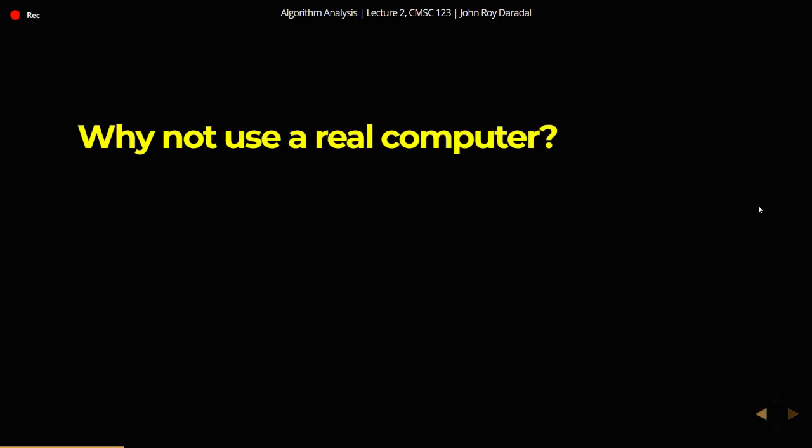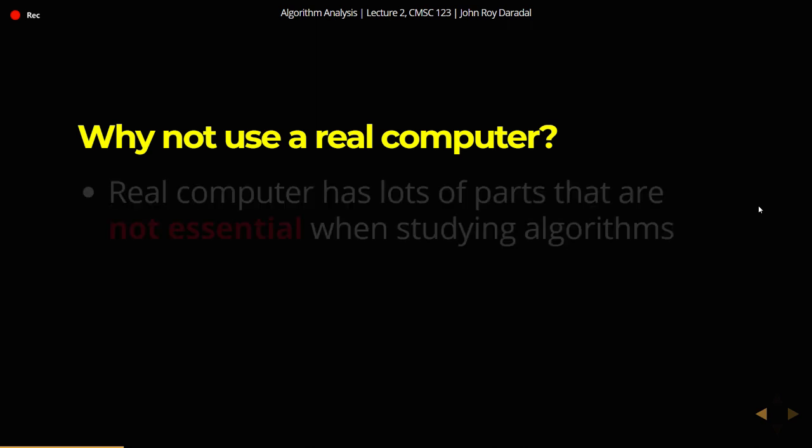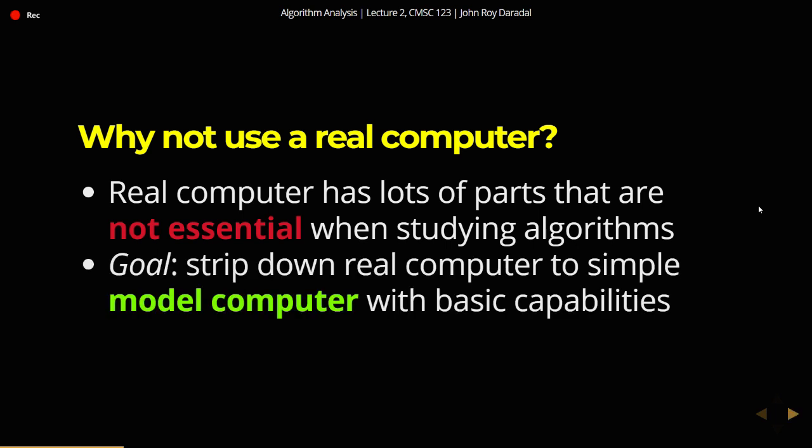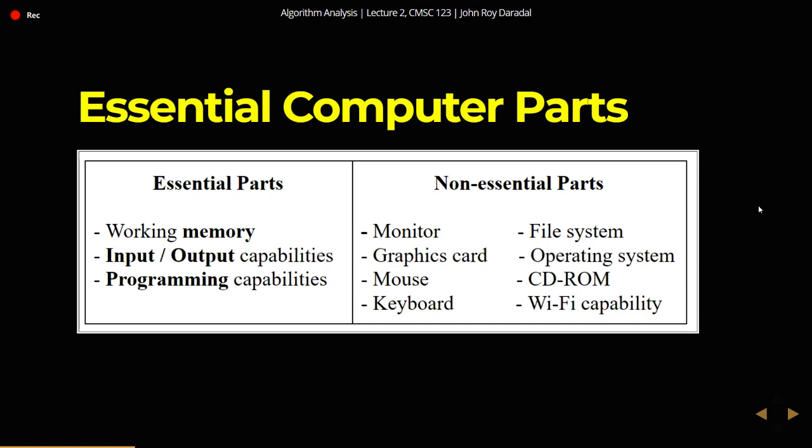But in our analysis, why don't we use a real computer? The reason is a real computer has a lot of parts that are not essential when studying algorithms. So we want to strip down a real computer to a simple model computer with basic capabilities. But what are these basic capabilities?